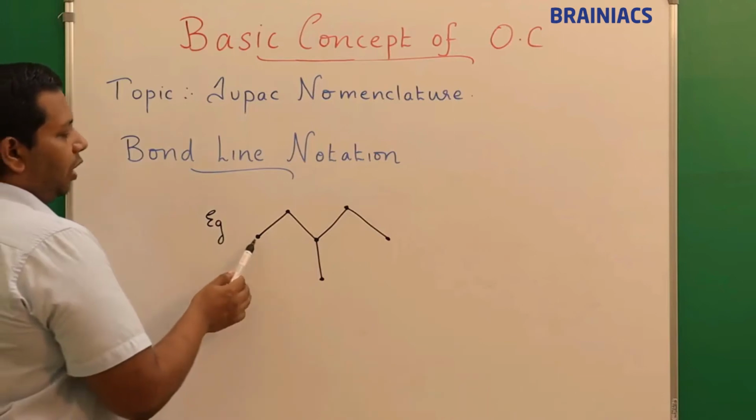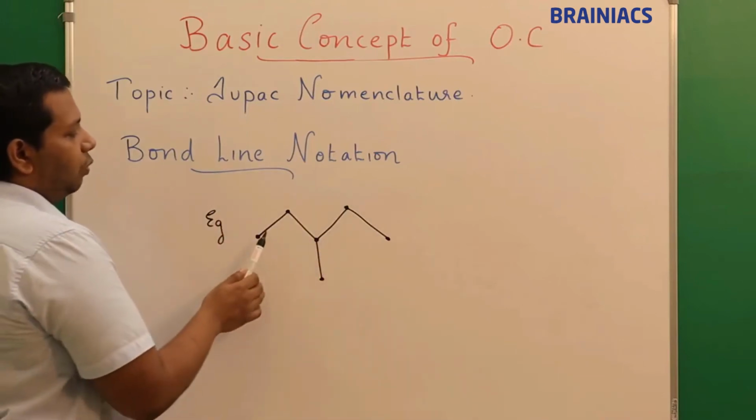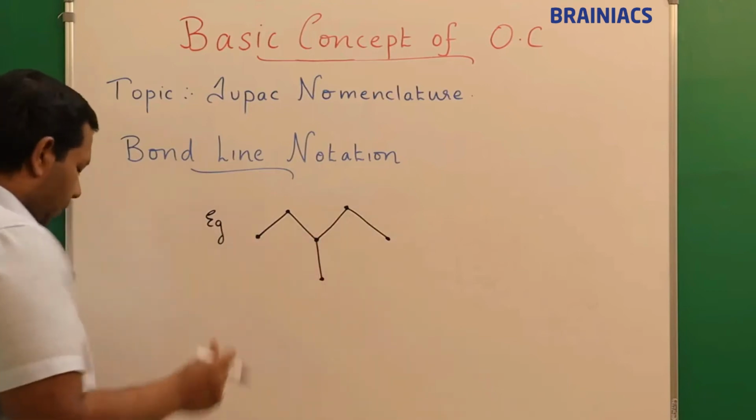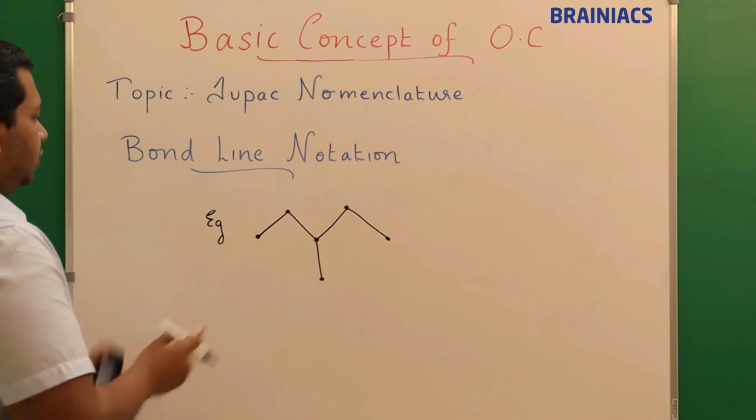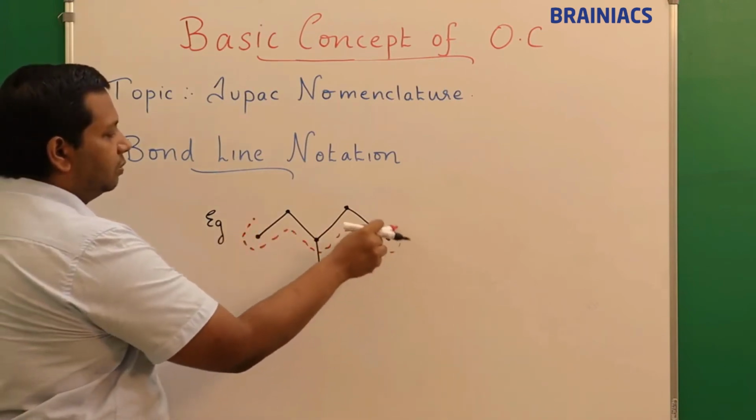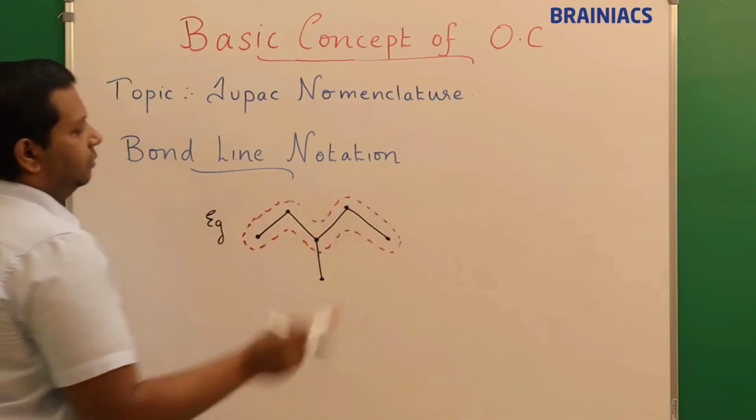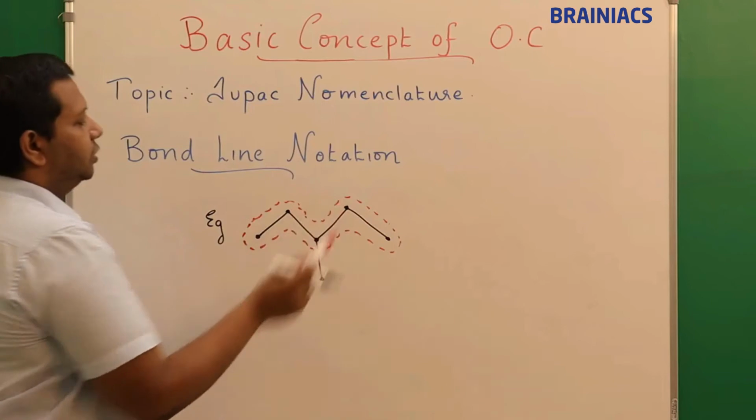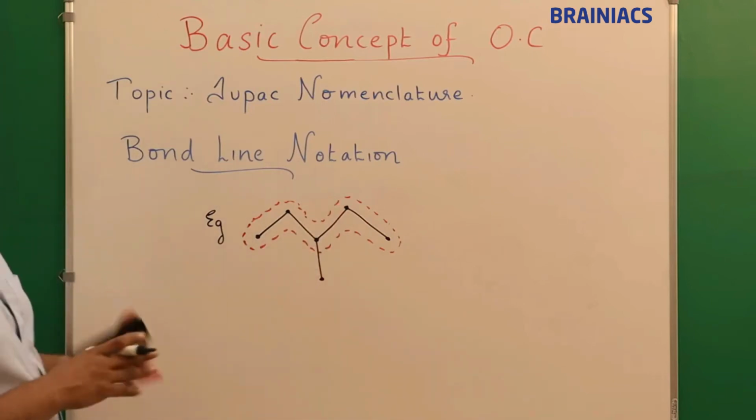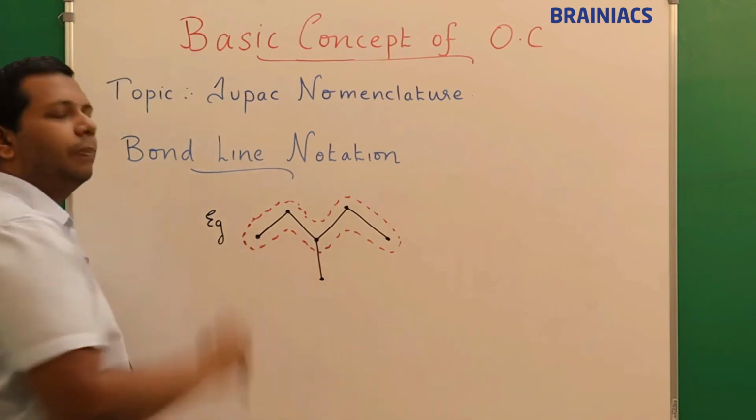So I will count 1, 2, 3, 4, 5. One possibility. 1, 2, 3, 4. 1, 2, 3, 4. So which should be my parent carbon chain then? So I have identified my parent carbon chain. So this is my parent carbon chain. So the next step is numbering it actually. There is no double bond or functional group, so who should get the priority? Substituent should get the priority.